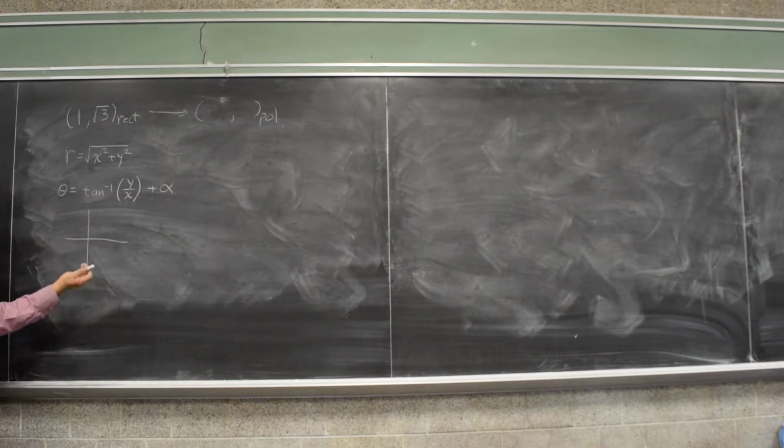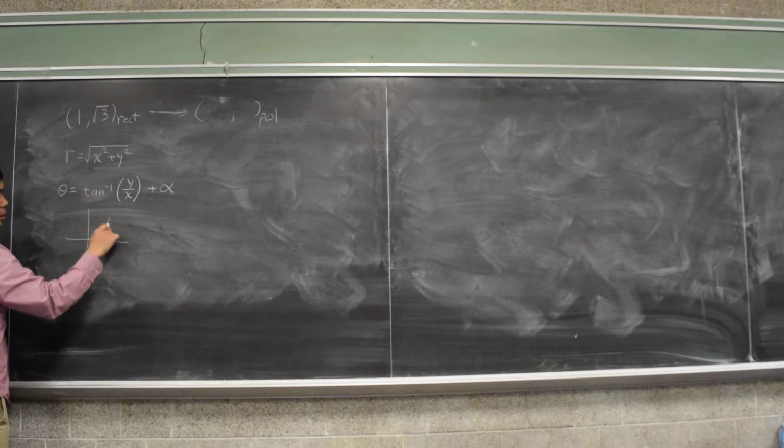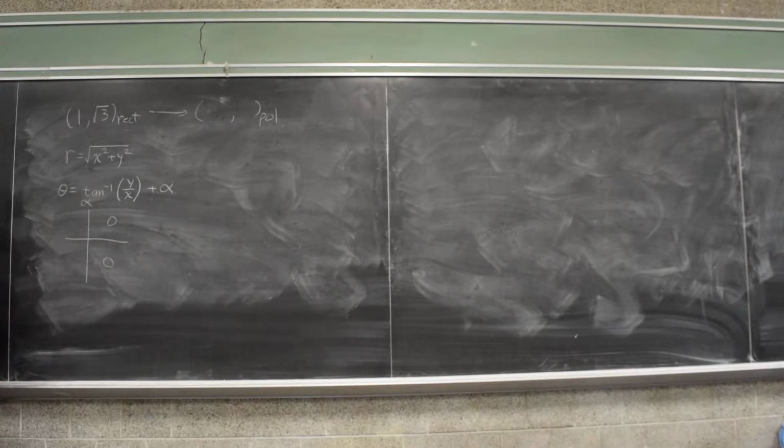So if your point belongs to the first quadrant or the fourth quadrant, it's okay. In that case, alpha is 0. You don't add anything. However, if your point happens to belong to the second quadrant or the third quadrant, you have to modify your answer by 180 because tangent inverse will not be able to produce that number. The convention that people usually use is to add 180 in the second quadrant and to subtract 180 in the third quadrant.